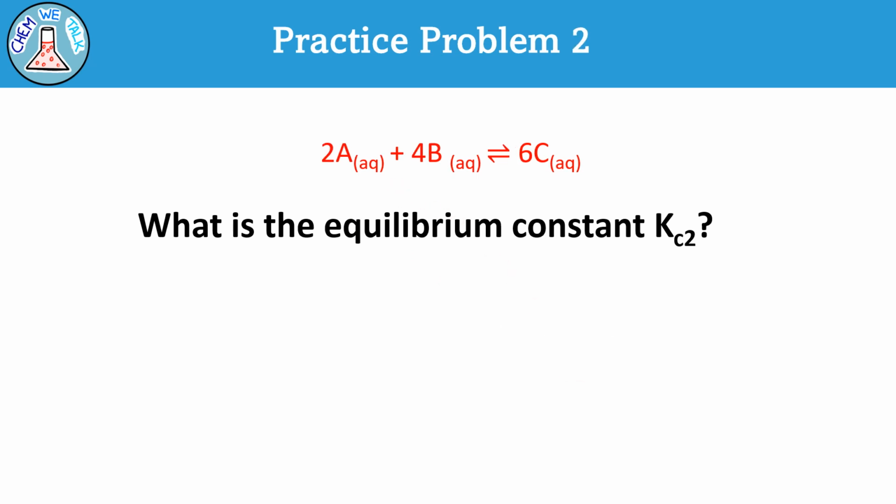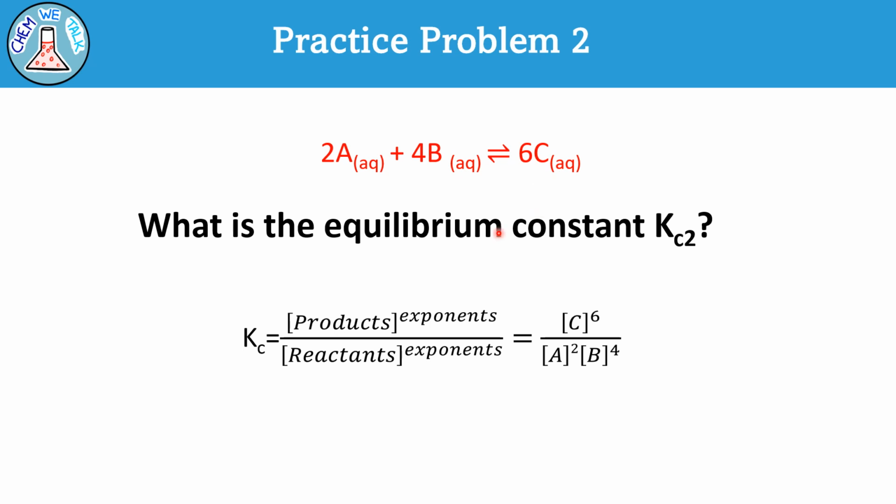Okay, let's look at a different problem, very similar. Still, we're looking for the equilibrium constant. The reaction looks pretty similar, still only aqueous species. C is the product, B and A are reactants, so again we write products over reactants raised to their respective exponents. Now it's going to be C to the 6, over A squared times B to the 4th, because of the coefficients.